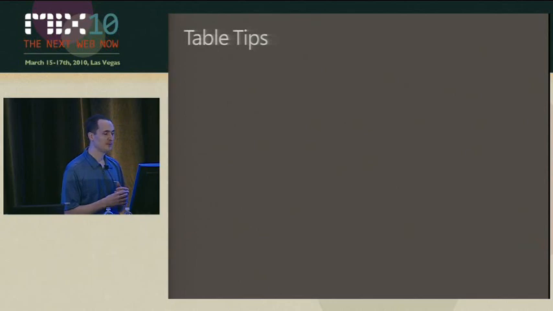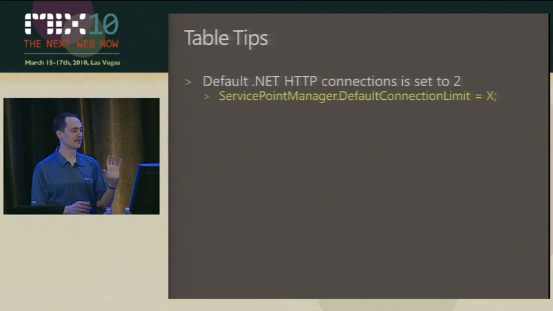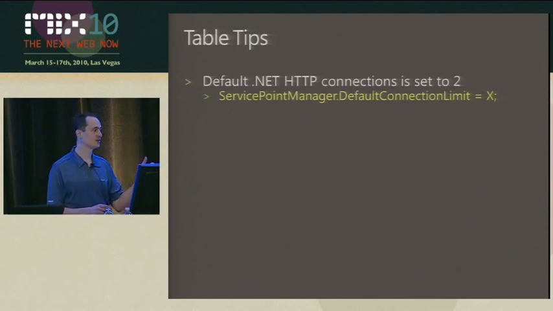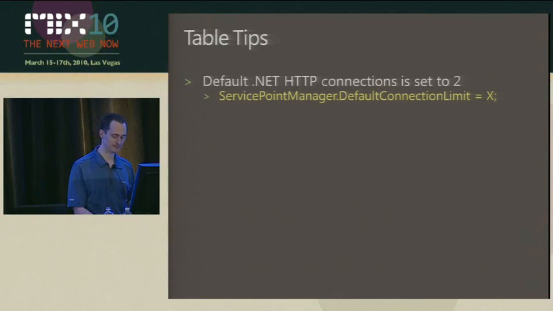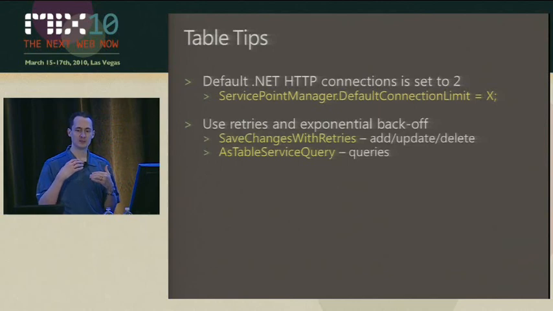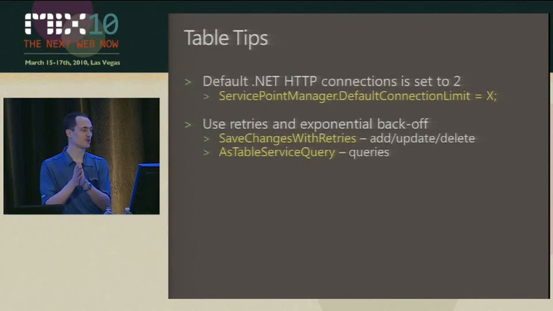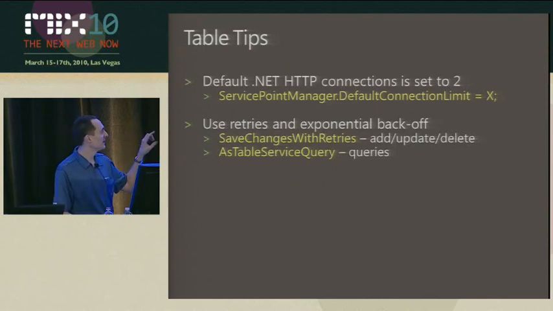Yep. So table tips, just to go over a few things in terms of using the table. Again, you want to set your .NET connections to greater than 2 if you want to do multiple outstanding requests at a time. Now, if you're programming to this with the standard WCF Data Services without using our storage client library, or maybe programming against it with REST, you need to make sure that you program with retries and exponential backoff. If you're using our storage client library, this is automatically provided for you with SaveChangesWithRetries and the AsTableServiceQuery for the queries, as I talked about earlier.